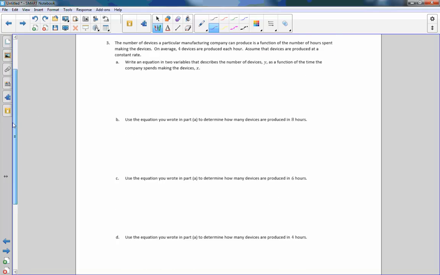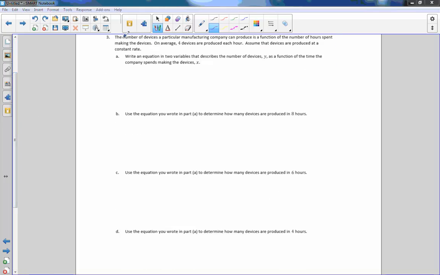Number 3. The number of devices a particular manufacturing company can produce is a function of the number of hours spent making that device. On average, 4 devices are produced each hour. Assume that devices are produced at a constant rate. Write an equation in 2 variables that describes the number of devices y as a function of the time x. So x is time, y is devices, and hours is time. So we want 4 devices per hour. When I cross multiply, I get 1y, or simply y equals 4x. So there's my equation.